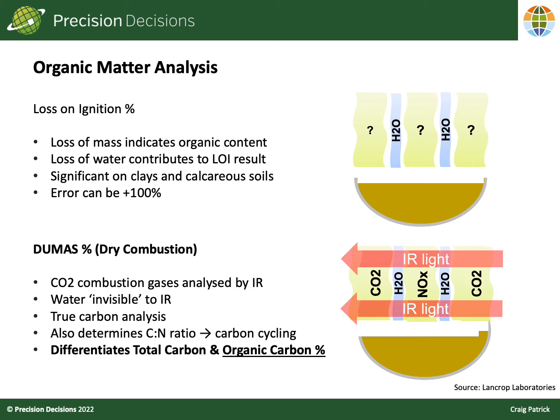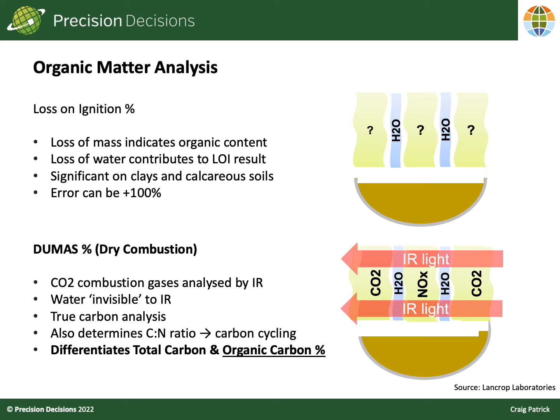The most traditional and historically more widely used method is often the loss on ignition test. In its simplest form, the loss on ignition test is where we heat up the soil sample and it burns off any water or organic content within the soil. The resulting loss of mass all contributes to the LOI result. Although this form of analysis is cost effective, it does have its drawbacks and is not suitable for all situations, such as soils with high clay content and calcareous soils.